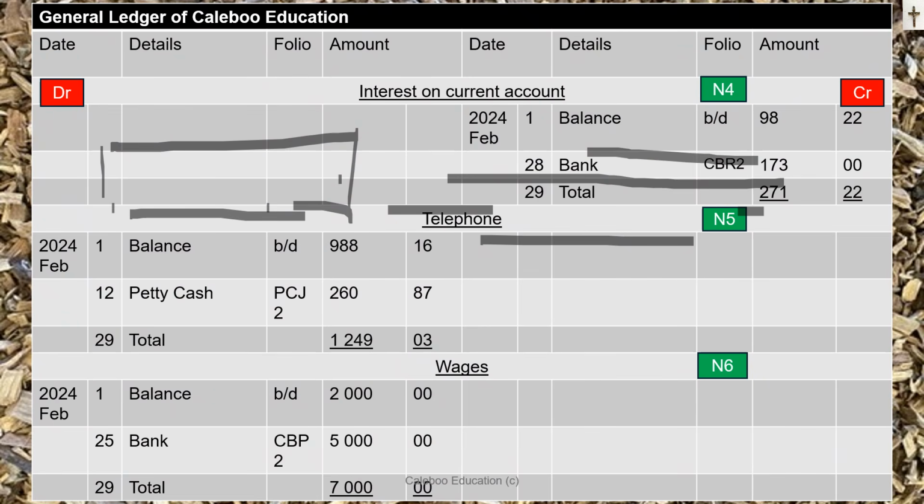So here's an example, just the general ledger of Calibre Education, a few accounts: interest on current account, the telephone account, the wages account. So there are a number of accounts as examples of what's inside a general ledger.